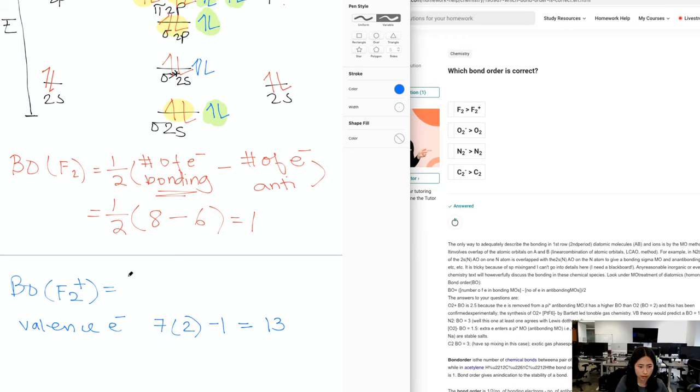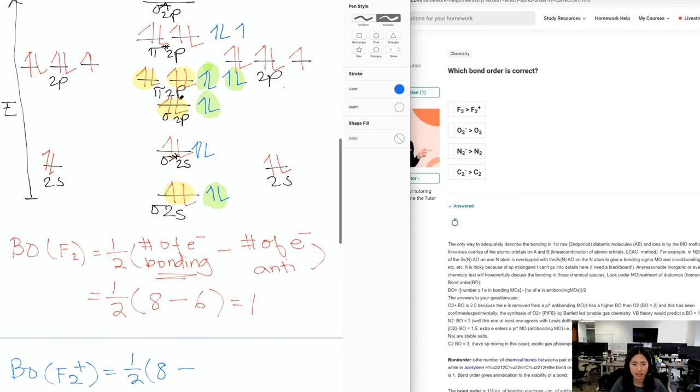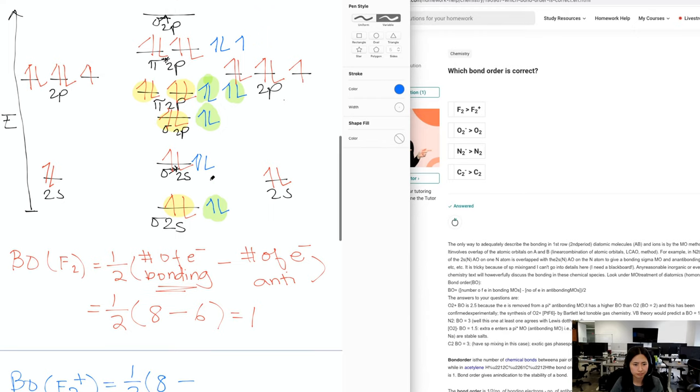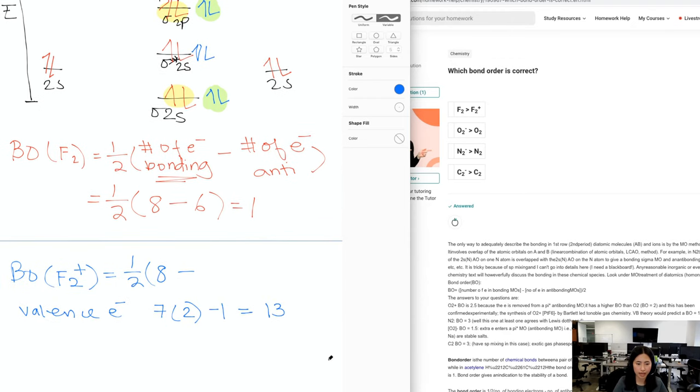So this is 1/2 times the number of electrons in bonding, that's 8, minus the antibonding, which is anything not shaded in green, and it has to be in the blue pen. So we have 2 and 2, 4, and that's 5. So that would be 8 minus 5, which is 3. Does that make sense? So you have 3 times 1/2, which is 3 over 2, equal to 1.5. So the bond order of F2 plus is actually 1.5.